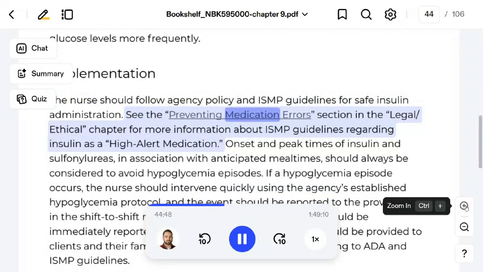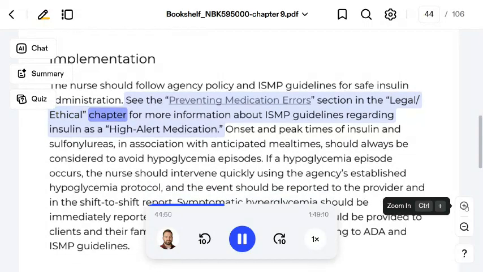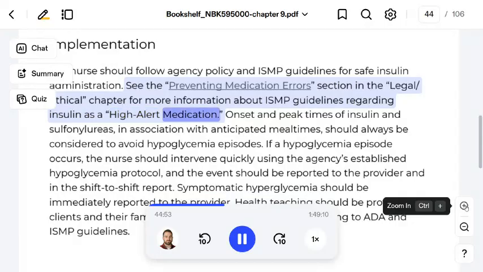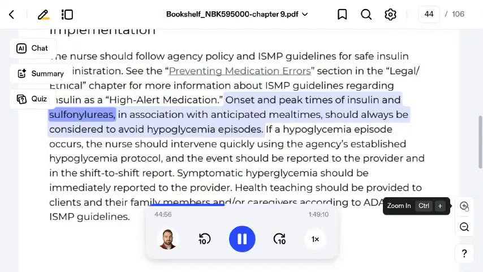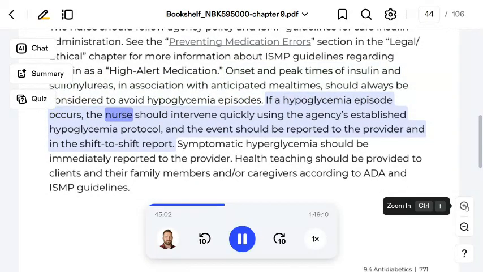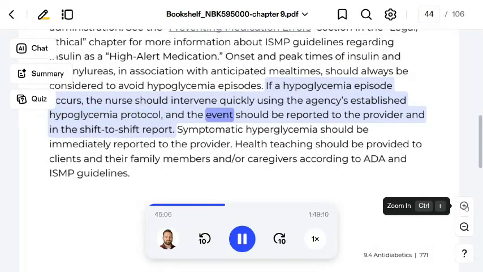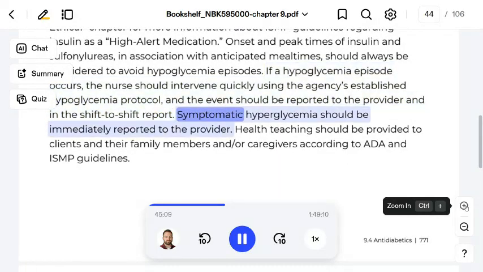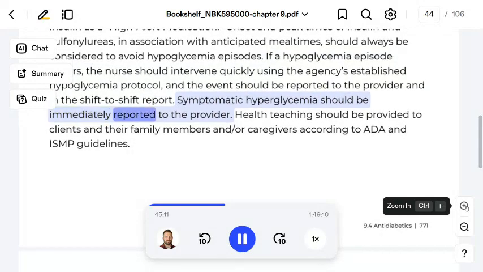See the Preventing Medication Errors section in the Legal Ethical chapter for more information about ISMP guidelines regarding insulin as a high-alert medication. Onset and peak times of insulin and sulfonylureas, in association with anticipated mealtimes, should always be considered to avoid hypoglycemia episodes. If a hypoglycemia episode occurs, the nurse should intervene quickly using the agency's established hypoglycemia protocol, and the event should be reported to the provider and in the shift-to-shift report. Symptomatic hyperglycemia should be immediately reported to the provider.